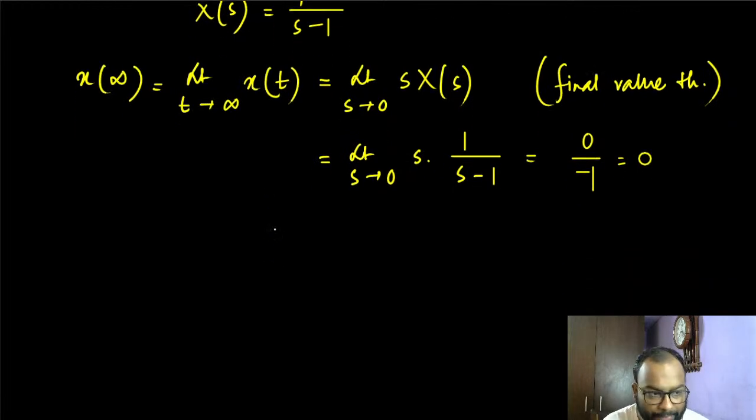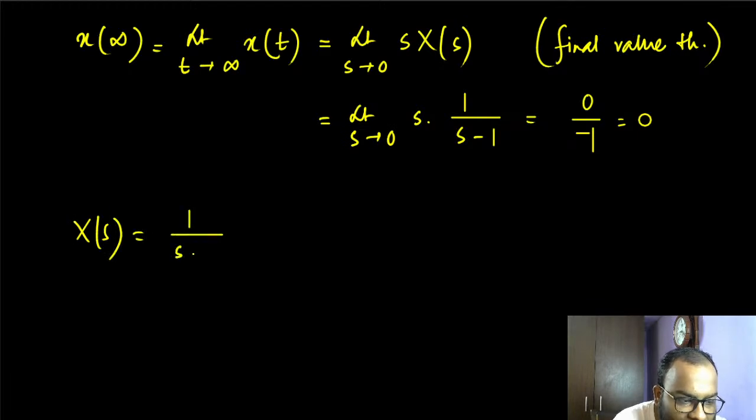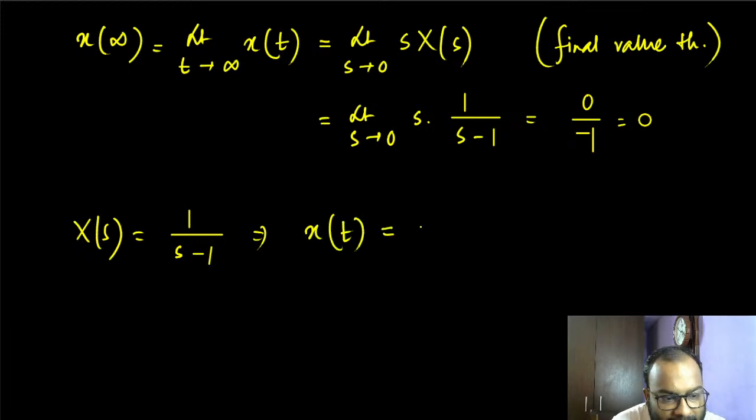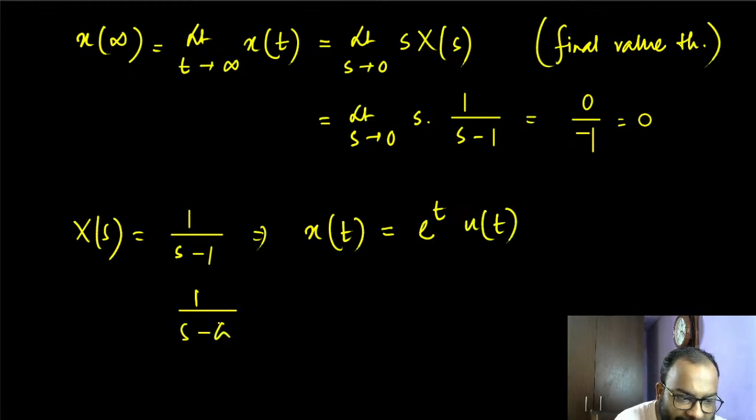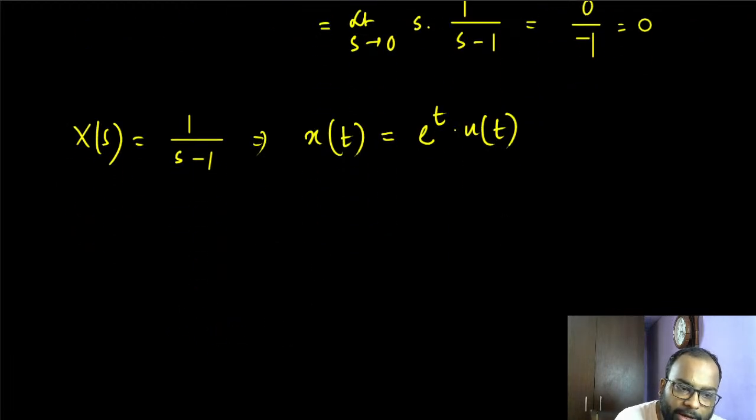Let me show you why. Because we have X(s), and we can actually take the inverse Laplace transform very easily, because this is a very simple example. Here, what is x(t)? We take the inverse Laplace transform. That's going to be e to the power t times u(t), right? Because this is 1 by (s minus a), where a is 1. So this is going to be e to the power t u(t).